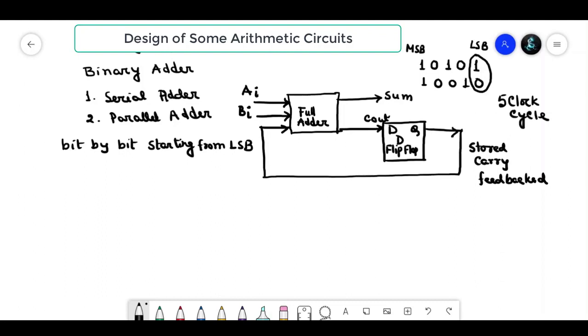Remember, addition of one bit position takes one clock cycle.